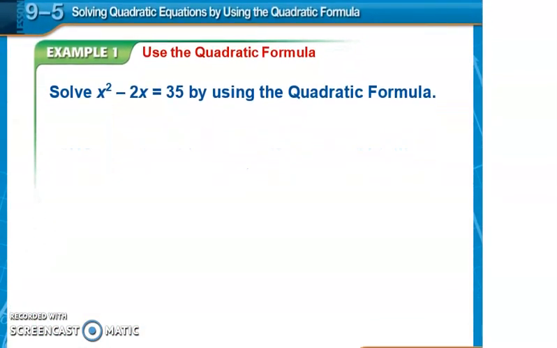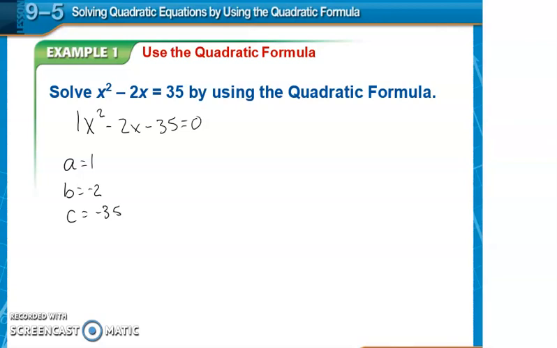So we're going to solve this by the quadratic formula. You have to put it in standard form. So standard form of this is x squared minus 2x minus 35 equals 0. From here we pick out our a, b, and c. There's not a number in front of the x squared, so you put a 1. So a equals 1, b equals -2, c equals -35.